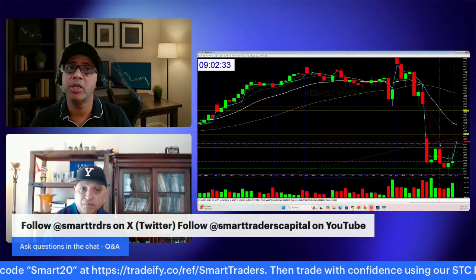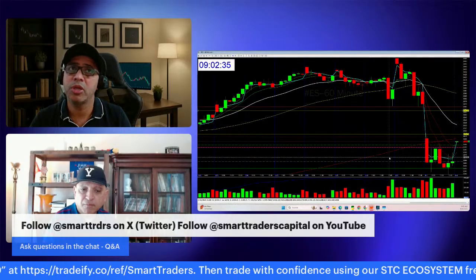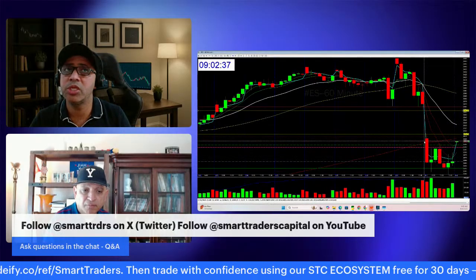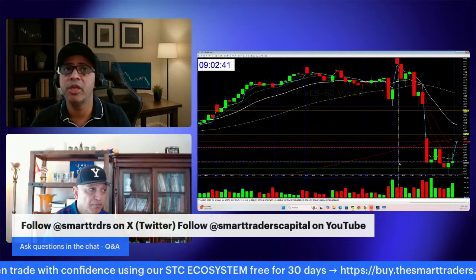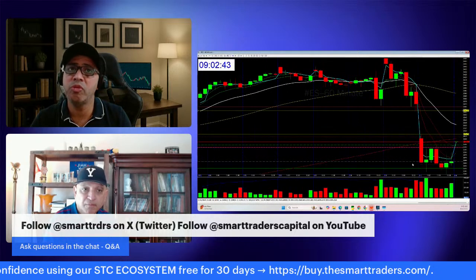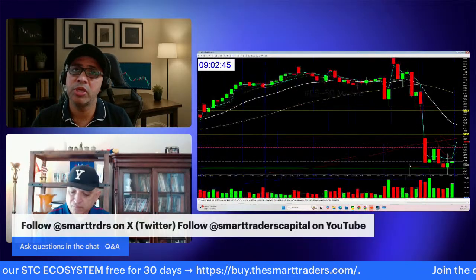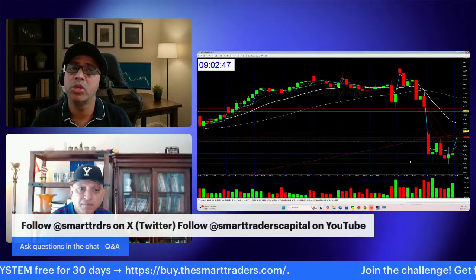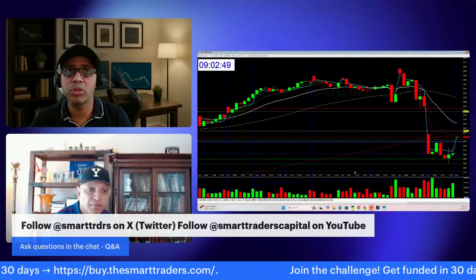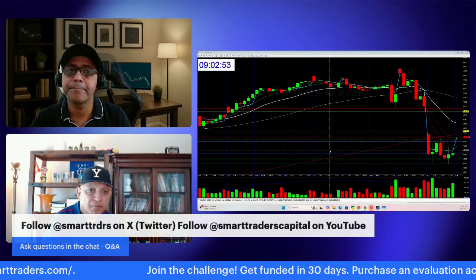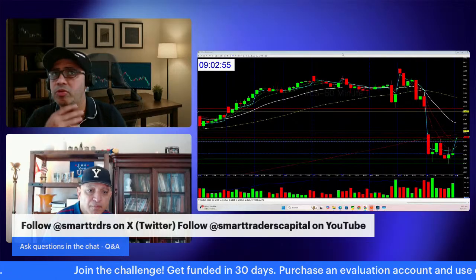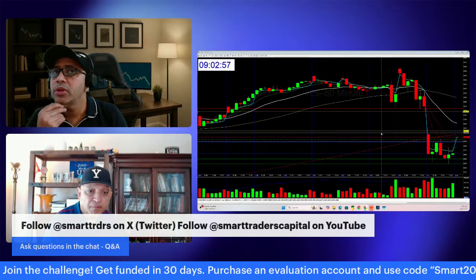But if we see rejection close to 63.20 or 30, or in fact it couldn't even break the high of the day, then we see a downside move coming in and retesting Friday's lows before we decide what needs to be done. Any questions, guys, before we go and look at the NQ?